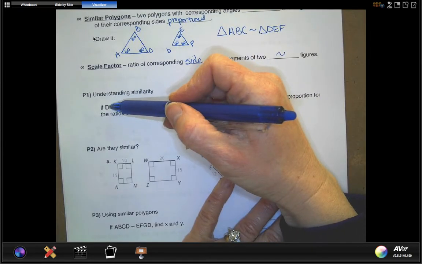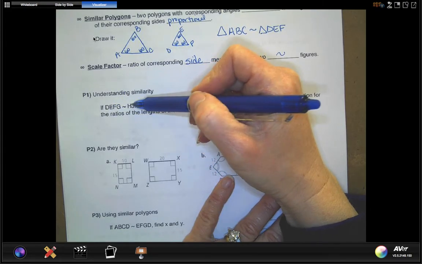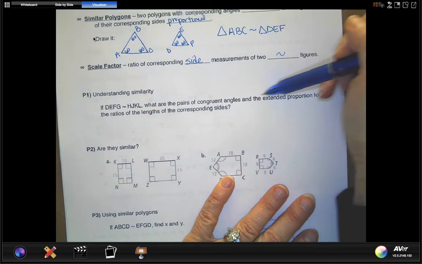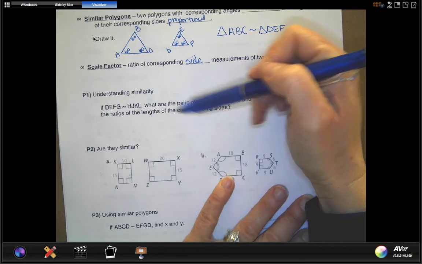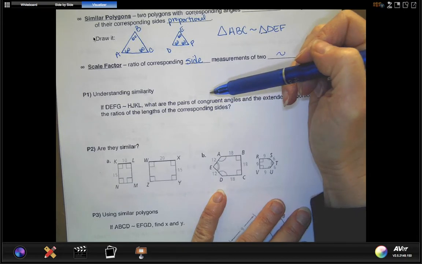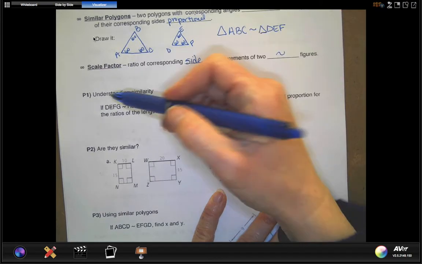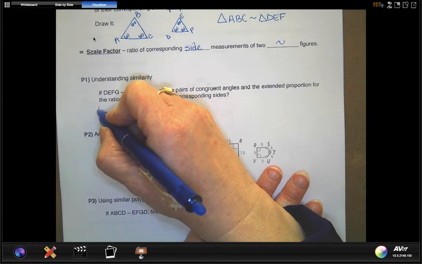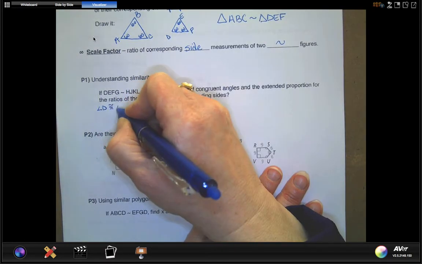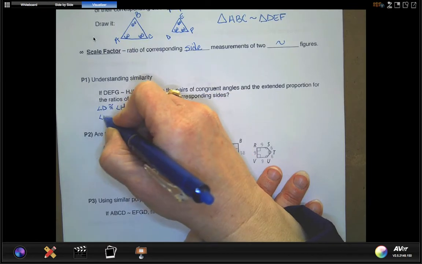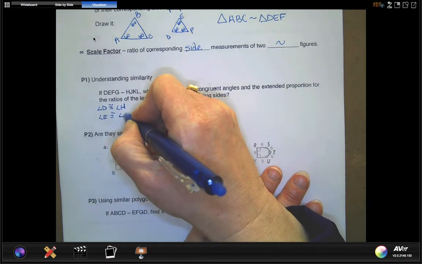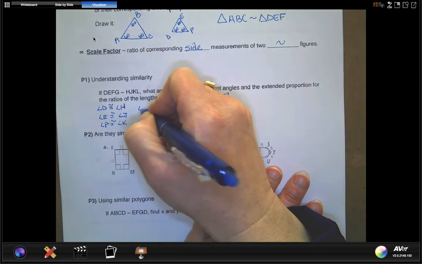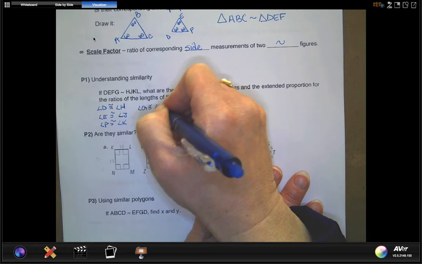So if DEFG is similar to HJKL, what are the pairs of congruent angles and the extended proportion for the ratios of the lengths of the corresponding sides? All right, just like we did back in chapter 4 when we did congruent figures, we lined up the letters. I'm going to do the same thing here. So angle D is going to be congruent to angle H. Angle E is congruent to angle J. Angle F is congruent to angle K. Angle G is congruent to angle L.